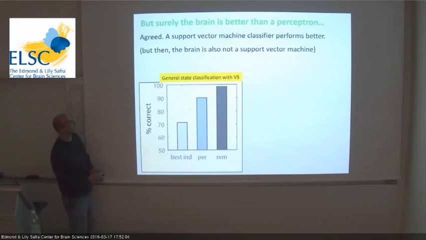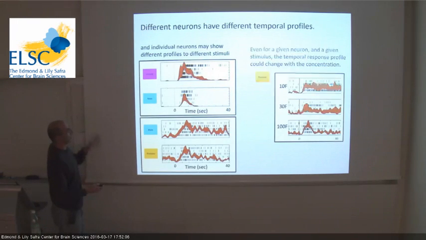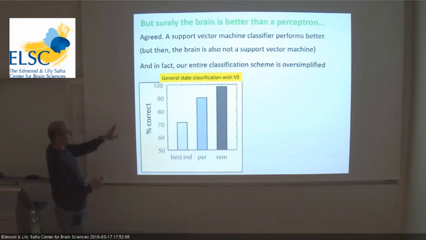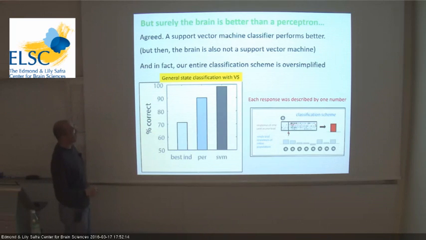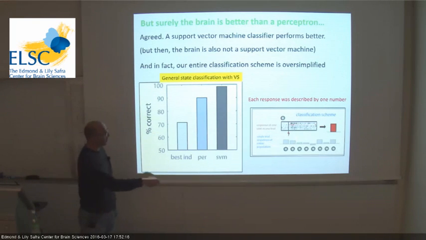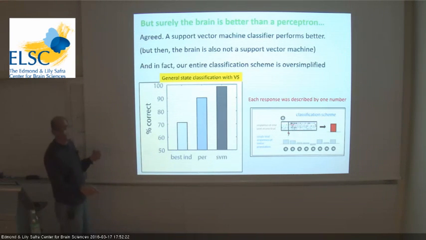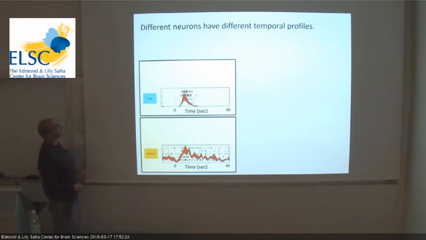Okay, so the brain is not a perceptron. It's also not an SVM, support vector machine, though a support vector machine is better. And as Chaim asked me before, I stressed again that we did something even more crude. We just described each response as one single number. And clearly that's not the case. We think this is not the case because the responses have some temporal dynamics. And this is one thing that Anat is starting to look at now.